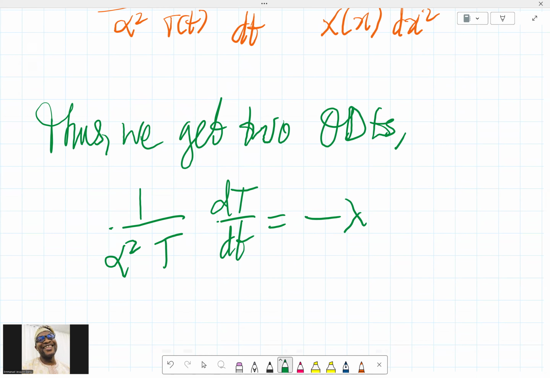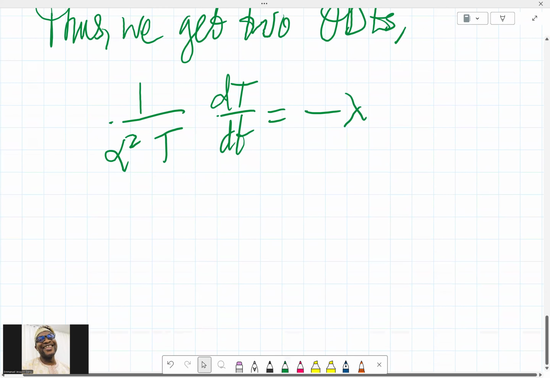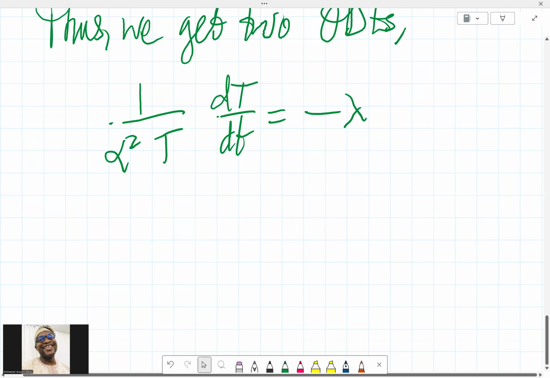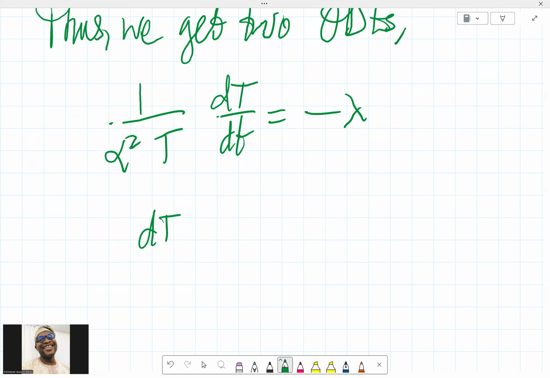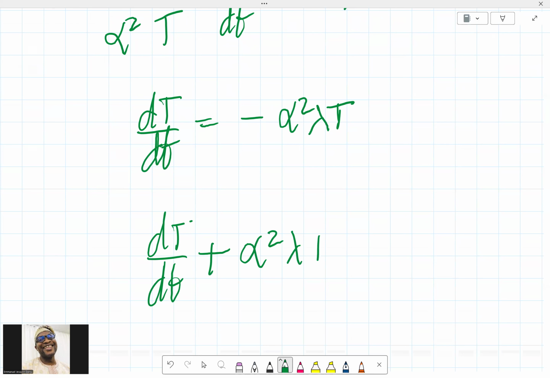And if that is the case, then we can multiply through by alpha squared T. So that will be dT/dt equals minus alpha squared lambda T, like that. So that we now have dT/dt plus alpha squared lambda T equals 0.